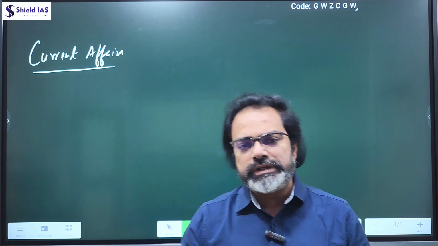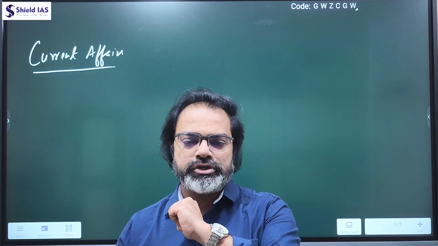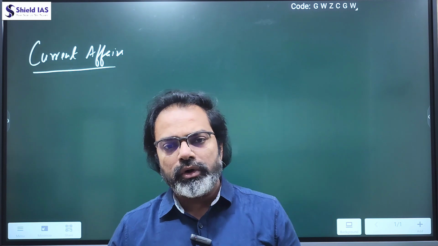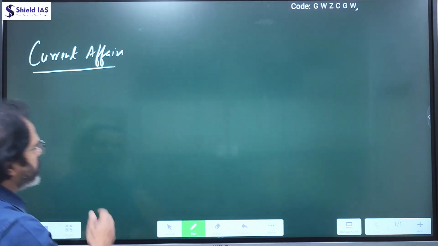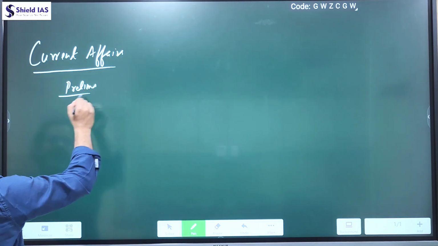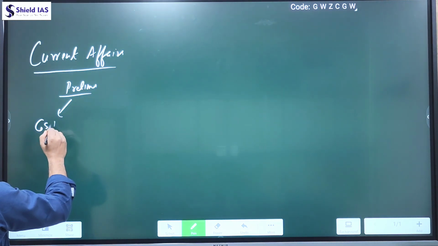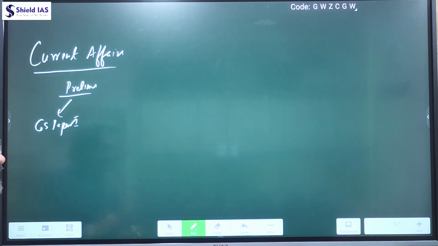Before talking about the magazine, let us talk about the impact of current affairs on all the stages of the examination. So let us now see on the board. Let's start with the prelim stage first. So when we talk about the prelims, let us start with GS paper 1.